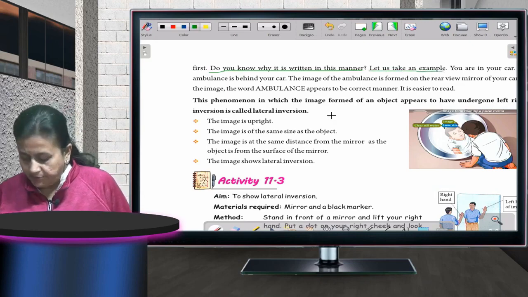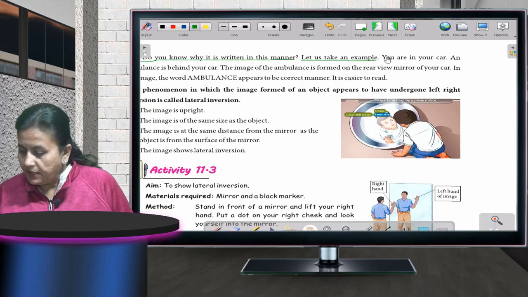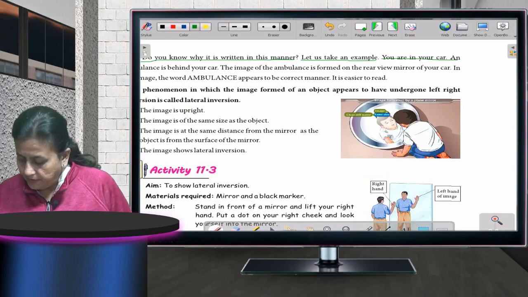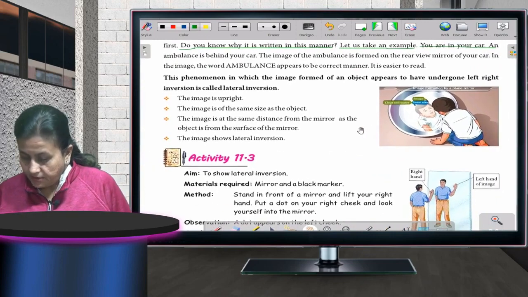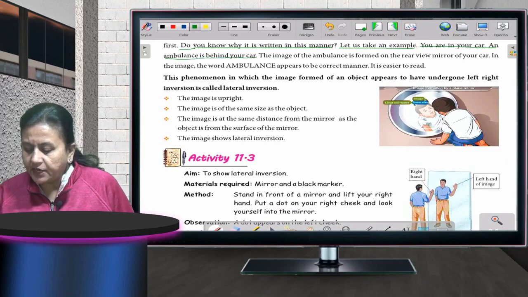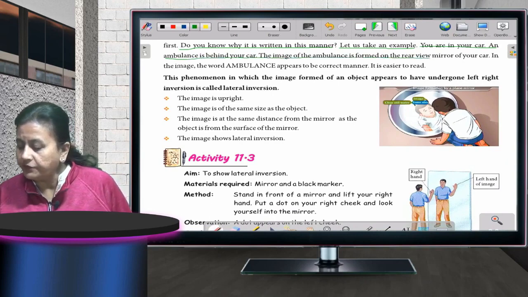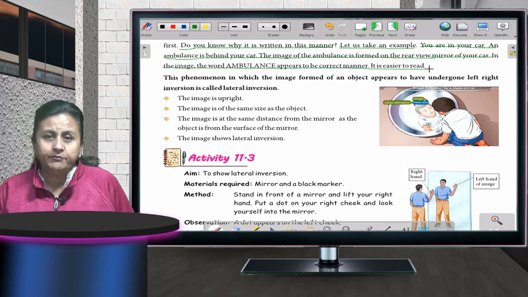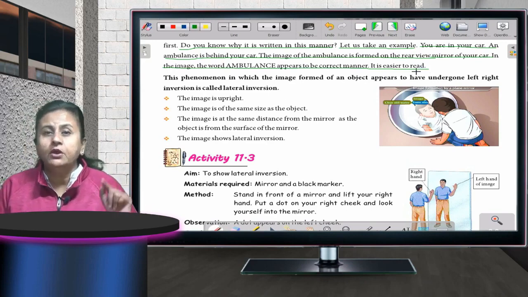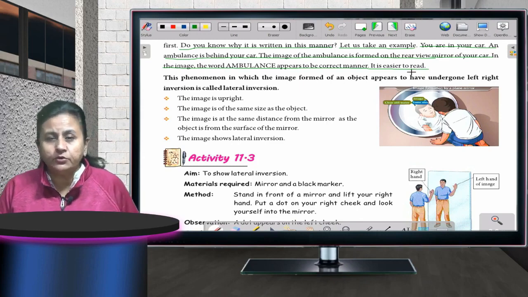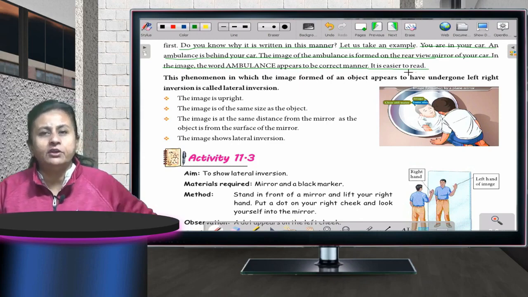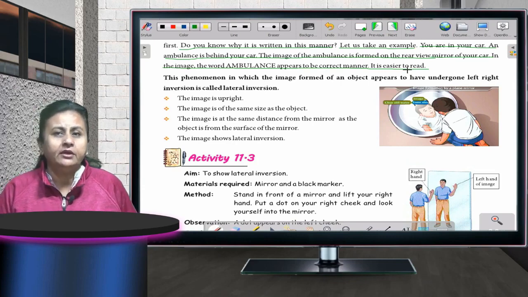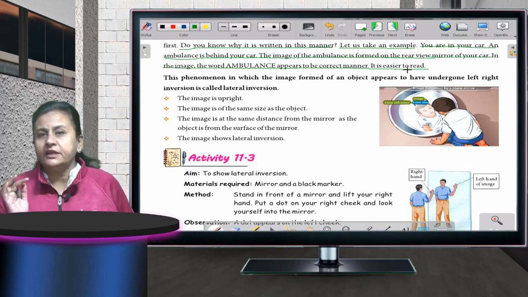So, do you know why it is written in this manner? Let us take an example. As you are in your car, an ambulance is behind your car. The image of the ambulance is formed in the rear view mirror. In the image, the word ambulance appears in the correct manner. It is easier to read. Why is it written in a laterally inverted manner? Because when you are in the car and on the road, the ambulance is going to run on the road only, and whenever any ambulance comes your way, you have to give it way. You have to clear the way so that the ambulance can move very easily.